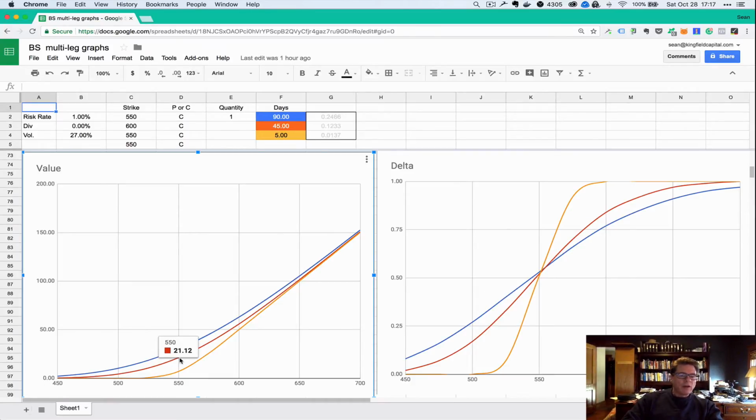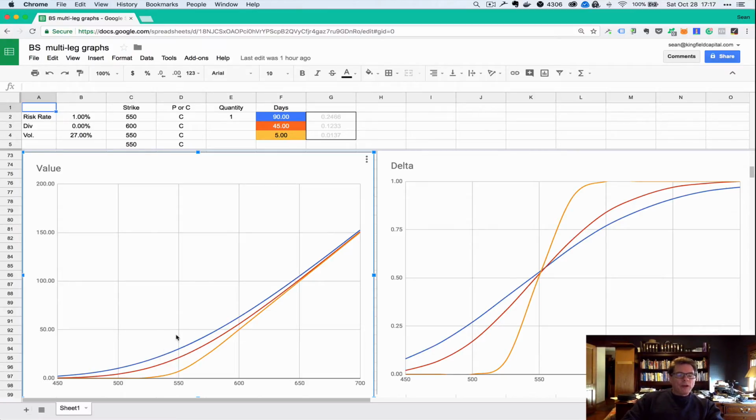Not very attractive. Worse yet, if it carries out to expiration, 5 days before expiration, that 550 call is only worth about 7 cents. We paid $18.40 for it. It's down to about 7 cents. So it doesn't look that attractive.